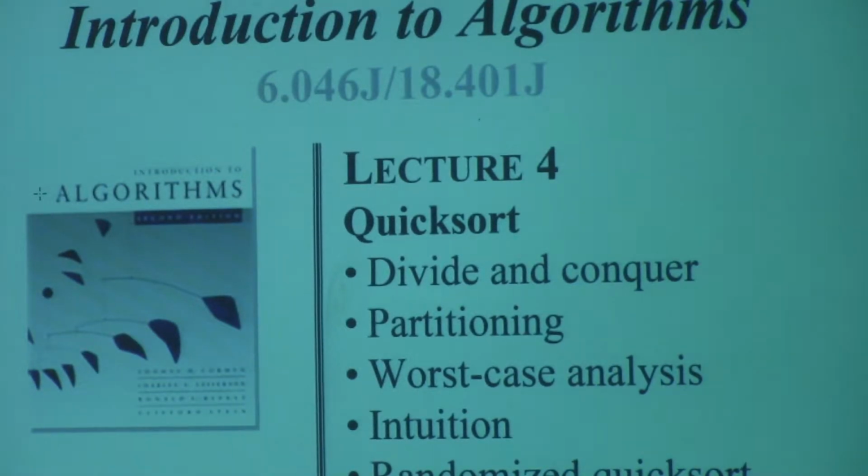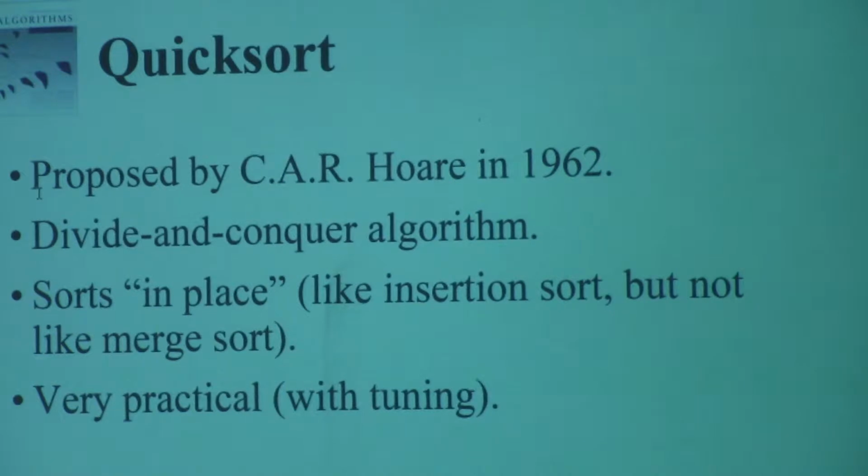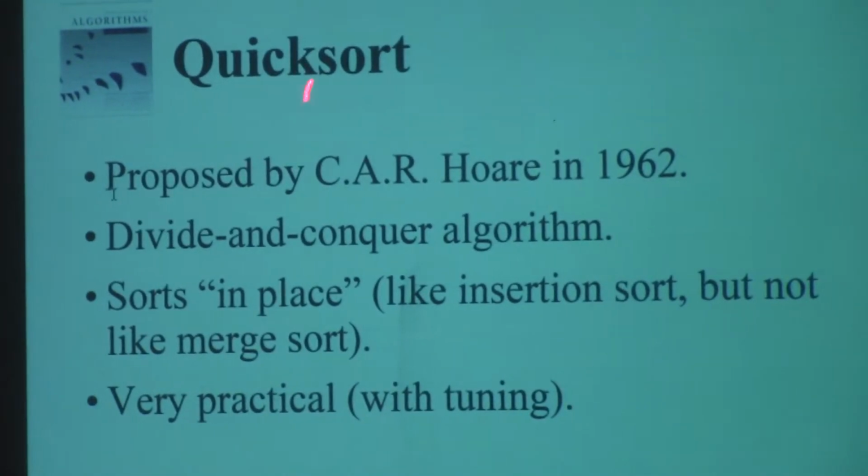So, all right, we're going to look at quicksort. Quicksort was proposed by the very famous English mathematician and computer scientist C.A.R. Hoare in 1962, and it became a revolutionary sorting algorithm because it has very good performance. Not all the time, but it has very good performance.